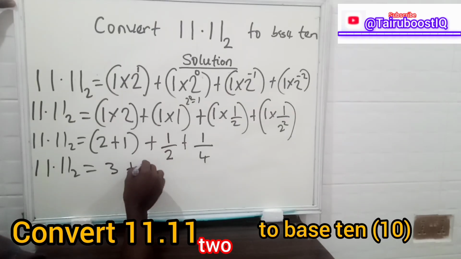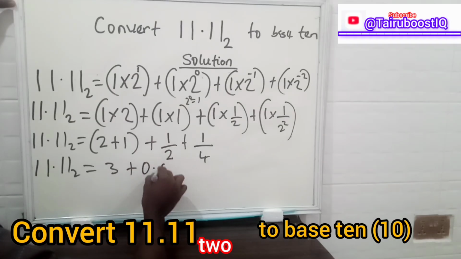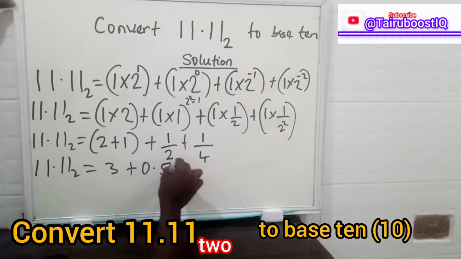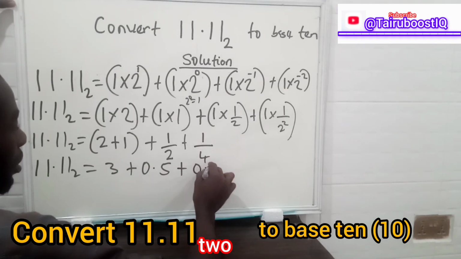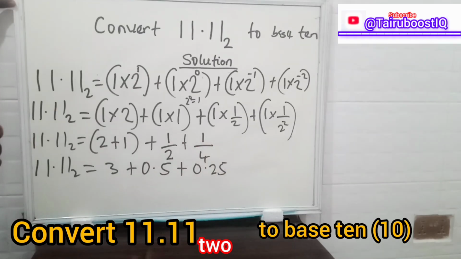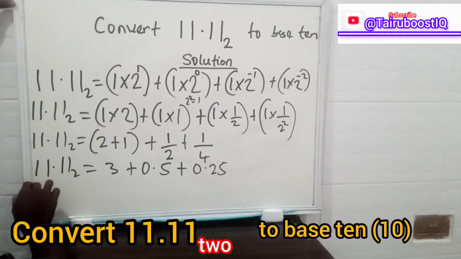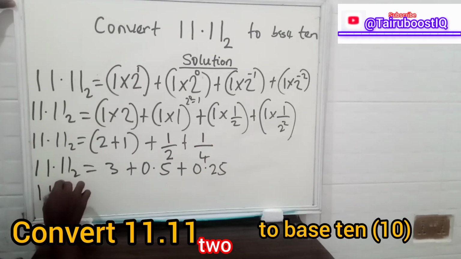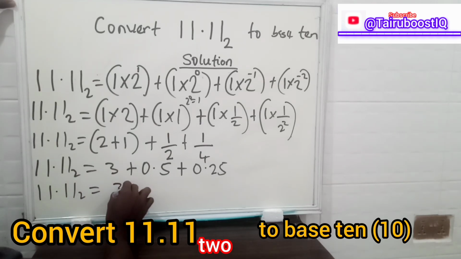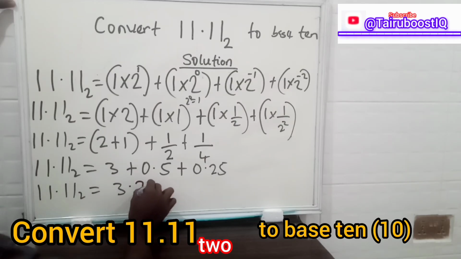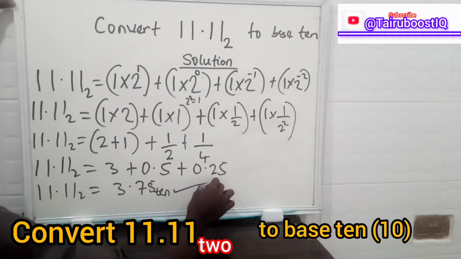we can divide this. 1 divided by 2 will give us 0.5, plus 1 divided by 4 will give us 0.25. So when we add everything together, we have 1.11 in base 2 is equal to 3.75 in base 10. This is the answer.